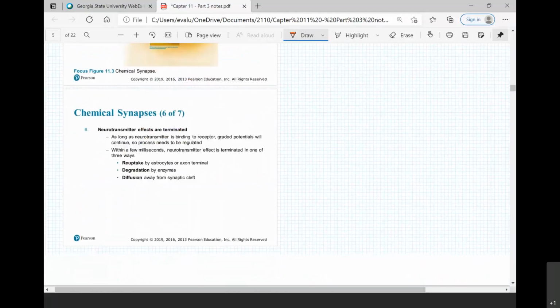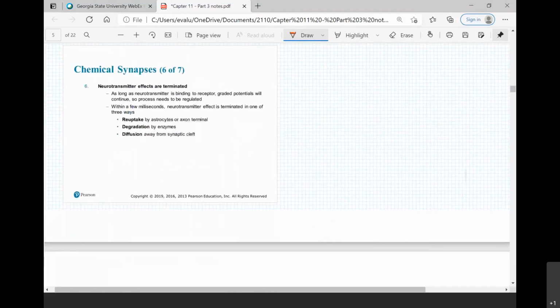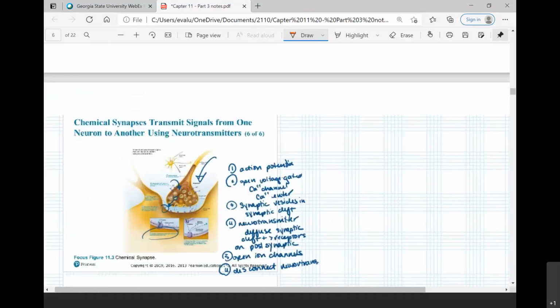Some of these terms are going to be reuptake. Reuptake basically means that the axon terminal will suck it back up. Degradation, it will be destroyed by an enzyme in the synaptic cleft. Or diffusion, it will essentially diffuse away from that location. So those are the 3 ways that your neurotransmitter effect can be stopped.